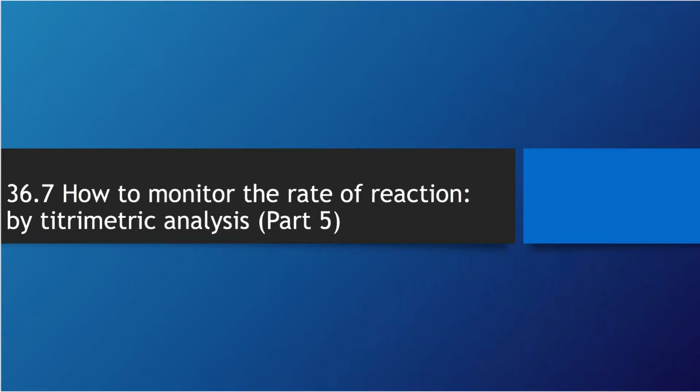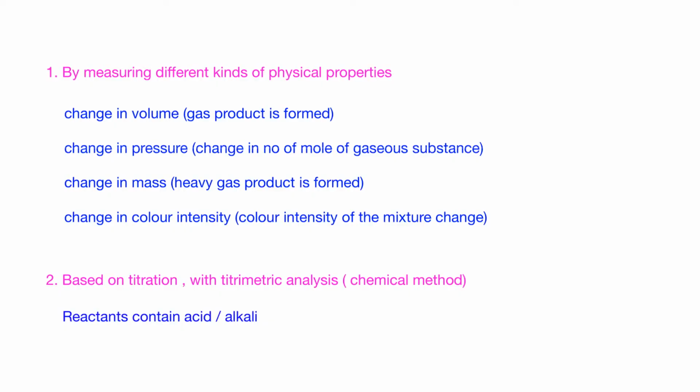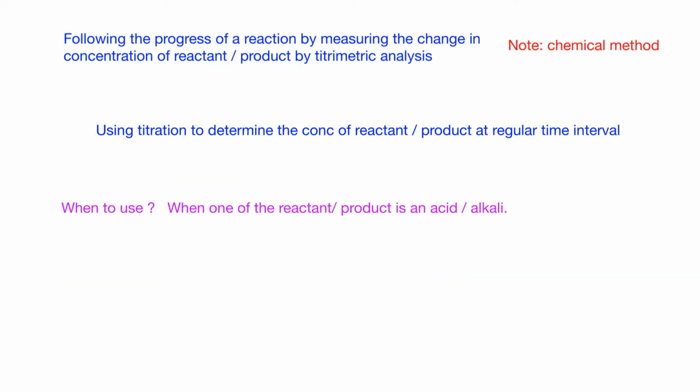In this video we're going to talk about titrimetric analysis. Different from measuring physical properties, titrimetric analysis is a chemical method, because the reaction includes the reaction between an acid and an alkaline, like a neutralization. For following the progress of reactions, we are measuring the change in concentration of one of the reactants or products, and the method that we use is called titrimetric analysis.